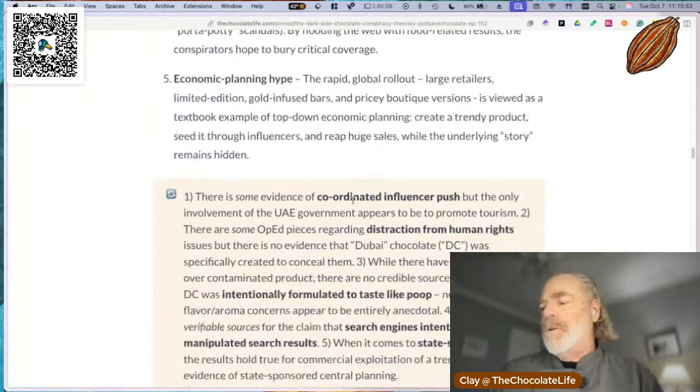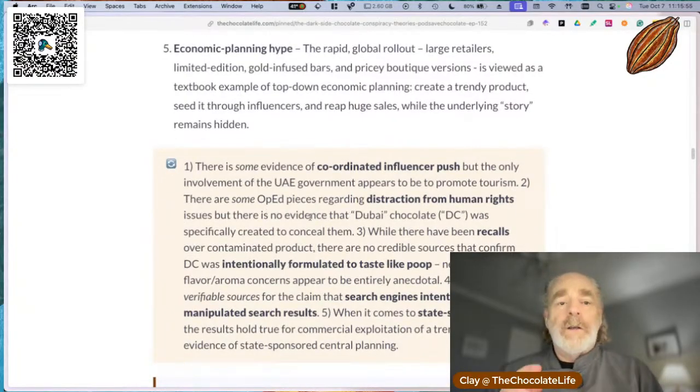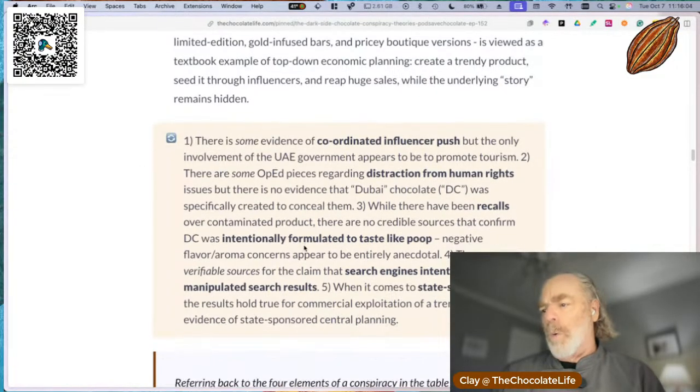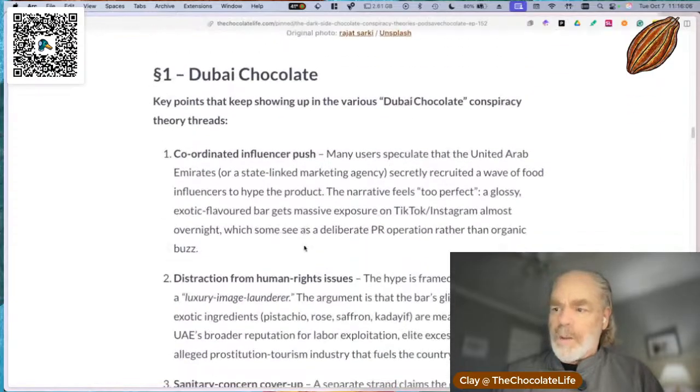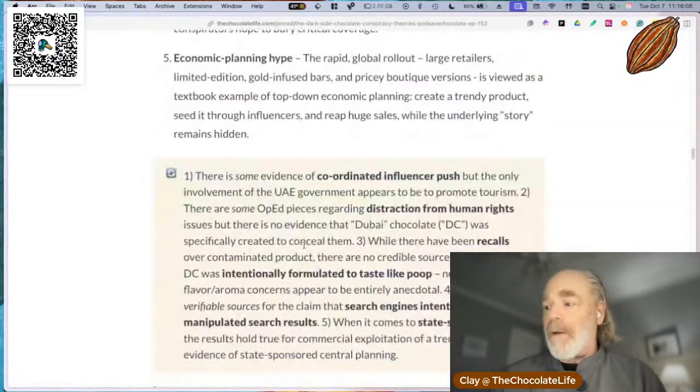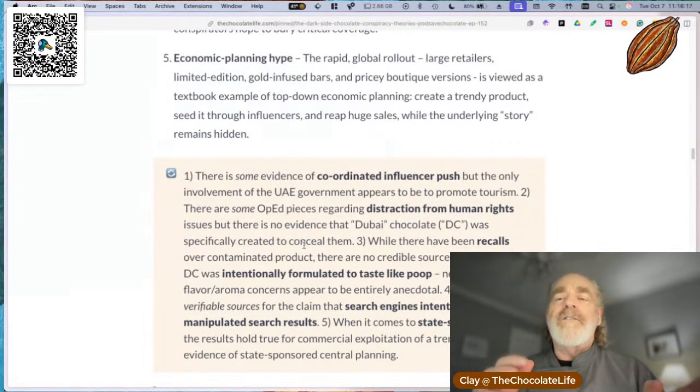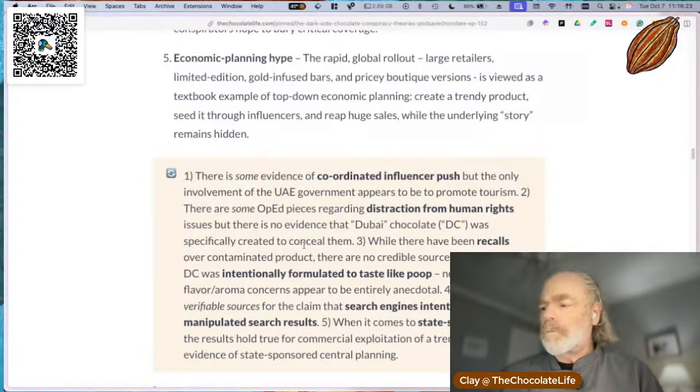So what we got is in yellow, right? That's my key for this is partially true, right? And partially untrue. So this is my key. So number one, right? And these numbers refer to the points up here. There is some evidence of coordinated influence or push, but the only involvement of the UAE government appears to be to promote tourism, right? So if I was trying to distract from human rights abuse, excuse me, why would I want people to come to Dubai?